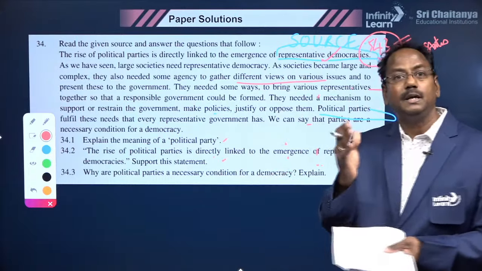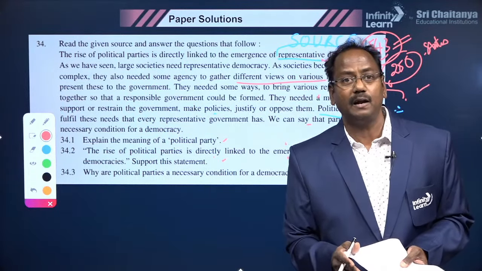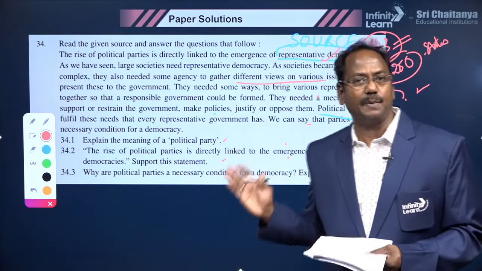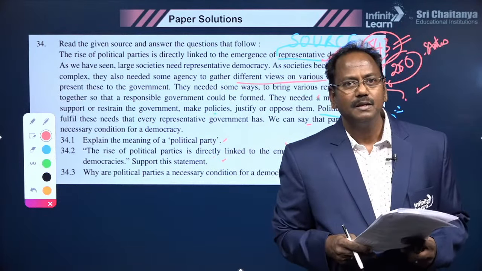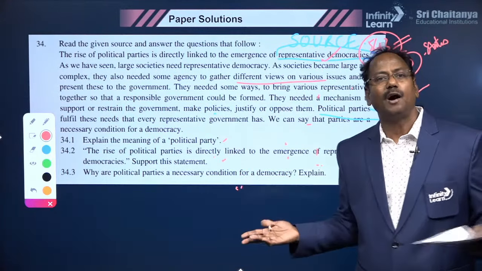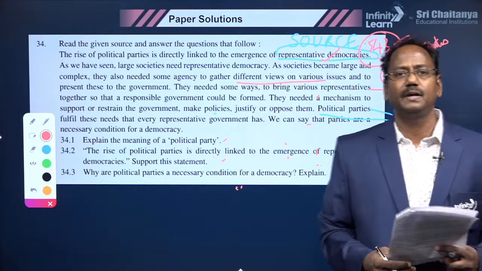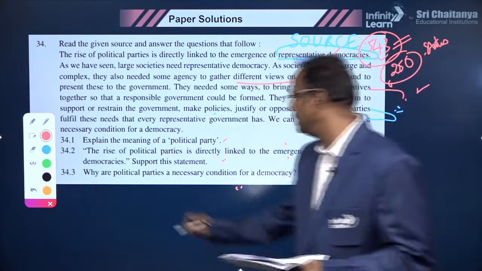It's not that one party is important, or two parties are important. A country like India is a representative democracy, so multiple parties should play a role. Understand? If there is no political party, how can we expect the future of democracy? That is why political parties are most important, my dear students.